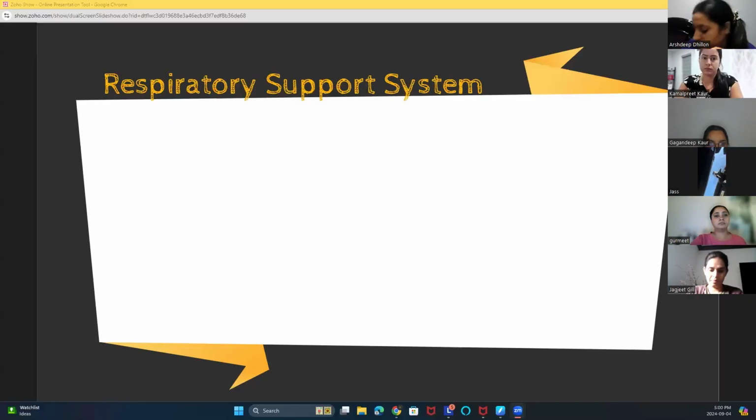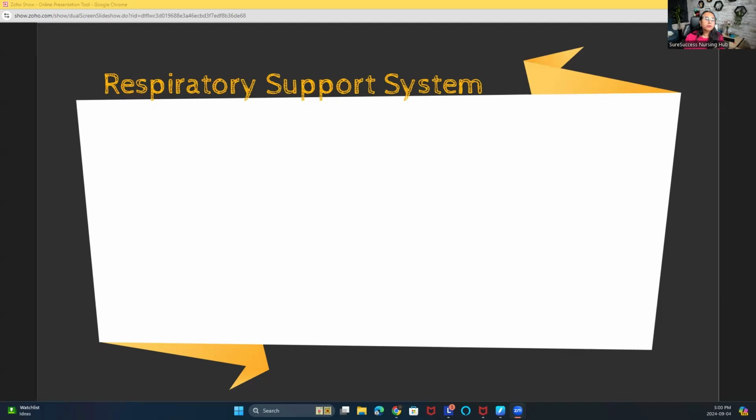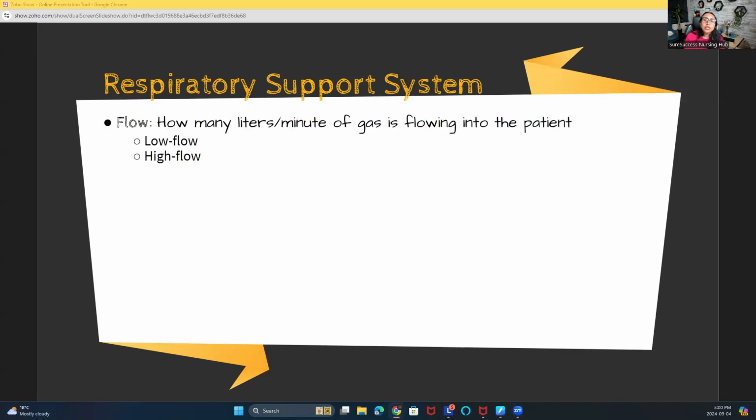Now let's get back to respiratory support system. In the respiratory support system, what I'm talking about is oxygenation, oxygen. Normally, we know that whenever the doctor orders 4-liter oxygen, 2-liter of oxygen flow, right? Whatever this one, what does that actually mean? Flow means how much liter per minute of gas is flowing from that cylinder.